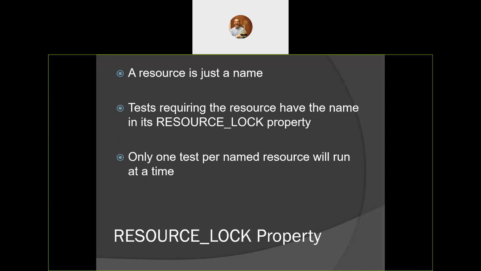So you are essentially declaring a named resource and saying each test that depends on that resource is executing sequentially, but any test that doesn't need the resource can execute concurrently. So that's a little better than just saying no other test can run while this test is running. It's saying any other test that needs this resource can't be running. And a test could, through the resource lock property, this could be a list of named resources.